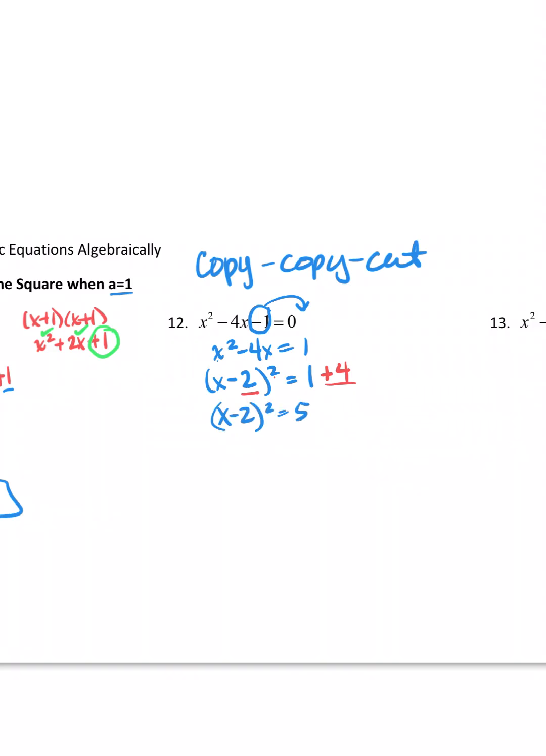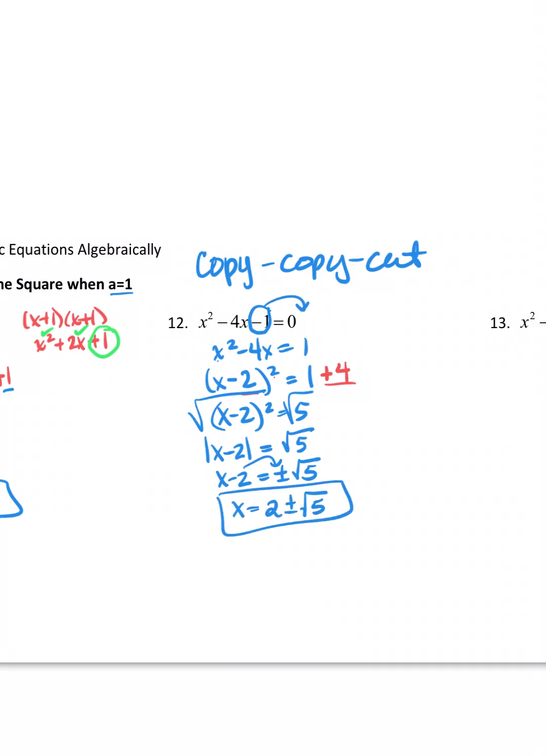Now we're at the extracting the square root stage. So we take the square root of both sides, and we'll have the absolute value of x minus 2 equals the square root of 5. Drop the absolute values by including the plus or minus. Then I move the 2 over. So x equals 2 plus or minus the square root of 5. And there are my two solutions.